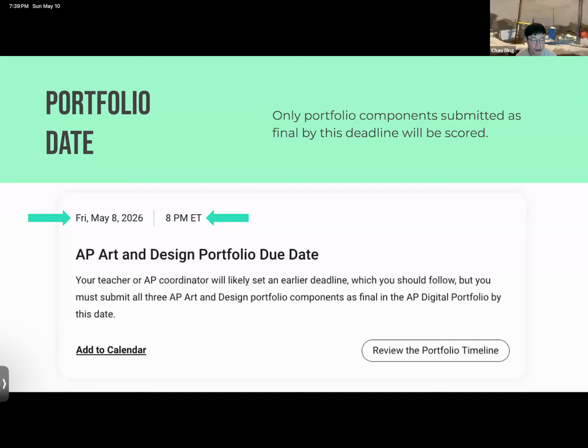I also encourage students not to wait until the last minute. A strong AP portfolio requires time for revision, photography, sequencing, and the written reflection, or what we call written evidence. Usually the teachers or the school may also set an earlier internal deadline, so our students should stay organized and plan ahead.